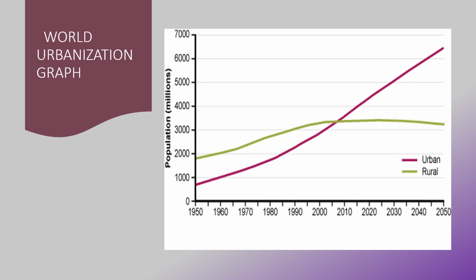Now we have the world urbanization graph. The purple line indicates urban and the green line indicates rural. The process of urbanization affects all sizes of settlements. So villages gradually grow to become small towns, small towns become larger towns, and larger towns become cities. This led to the growth of megacities. A megacity is an urban area of greater than 10 million people. Okay, so that's it from my side. My group member Hafsa Wahab will explain the causes of urbanization.